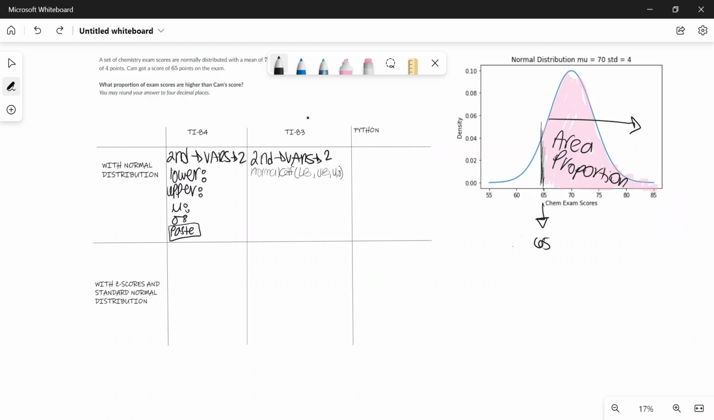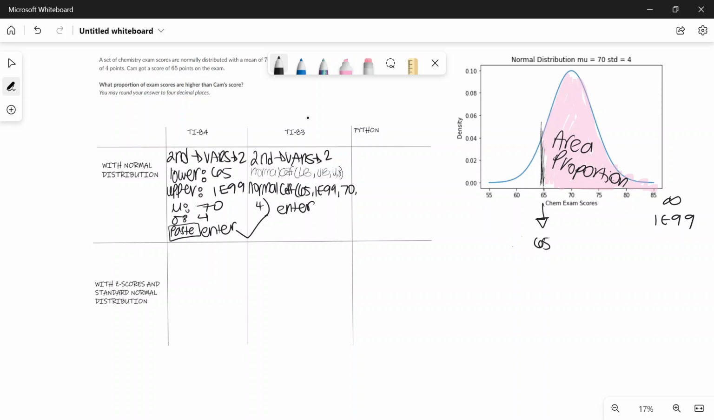So let me just do that. Our lower would be 65 and our upper would be 1e99. Then our mu was given to us at 70 and our sigma was 4. For a TI-83, you would just say normalcdf, your lower bound 65, 1e99, 70, and then 4, and then you press enter. Here in your TI-84 you hover over paste, it should turn black, and then press enter.